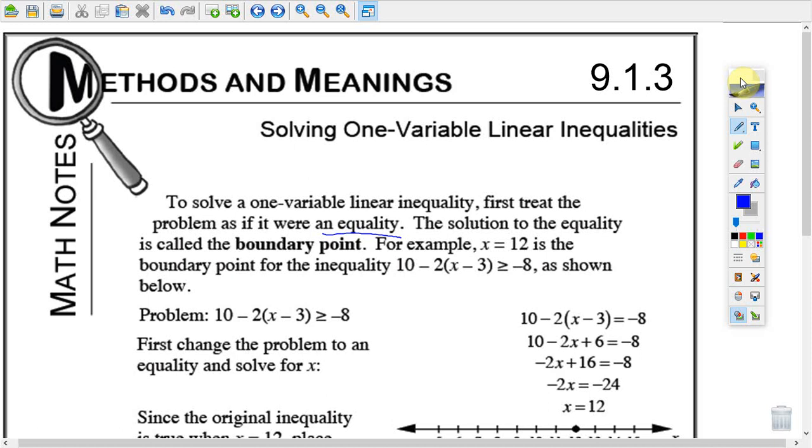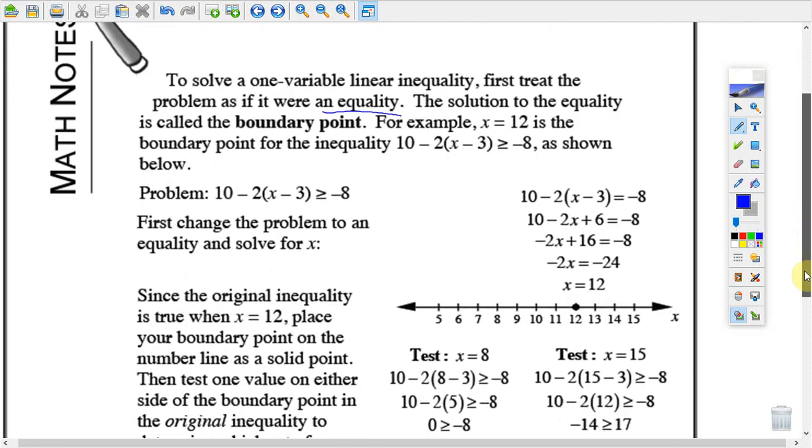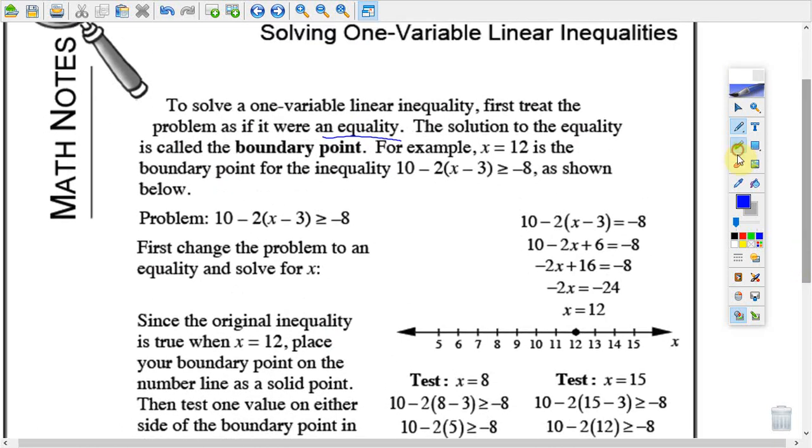We have this problem right here. Let's look at how we would solve it. So here's our problem. We want to solve this out. We're going to start by distributing the 2 to both of these terms.